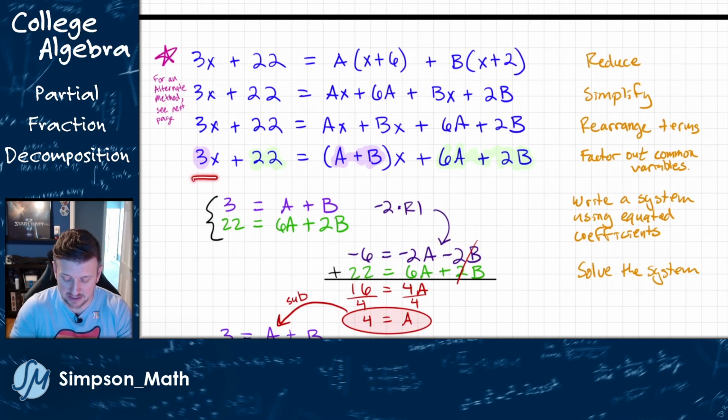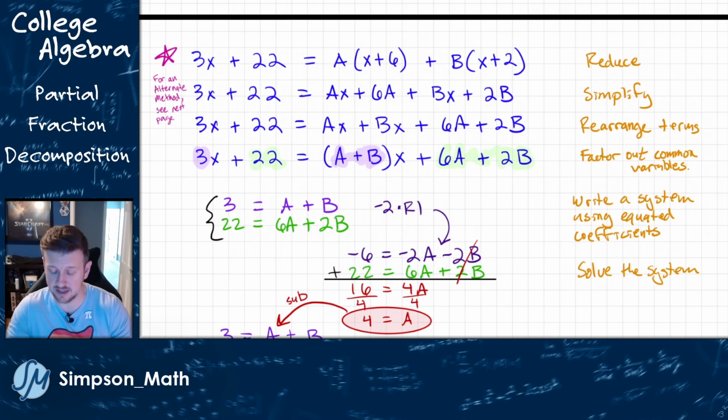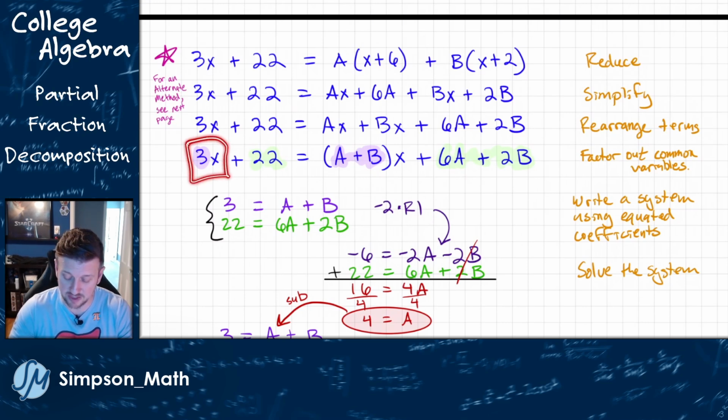Notice I have a linear term and a constant term, and the left side equals the right side. So you could argue that 3x equals A plus B times x. I could further argue that 3 equals A plus B. And it does.